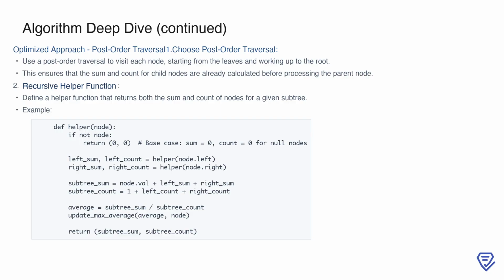Similarly, the count is calculated by adding 1 to the counts of the left and right subtrees. Using this information, we compute the average for the current subtree and check if it's greater than the maximum average encountered so far. If it is, we update the maximum average and store the current node as the potential root of the subtree with the highest average. Finally, the function returns the sum and count for the current subtree to its parent node.